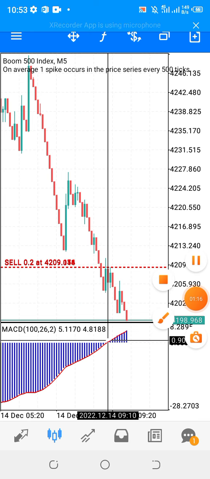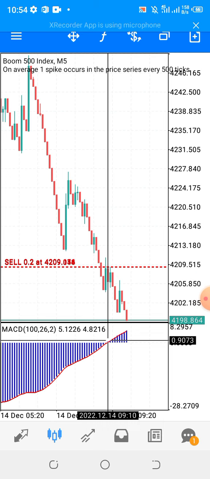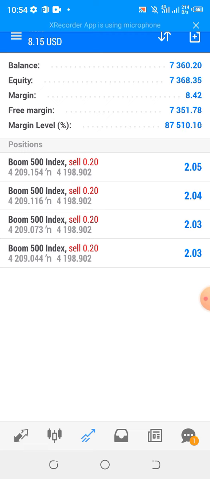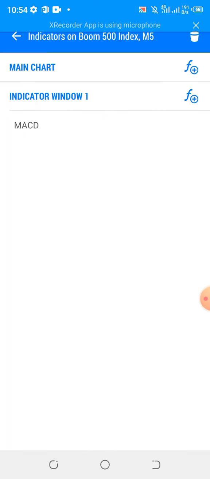Look at where MACD crosses above. Look at the crossing here. So this is where I make my sell entry. Do you understand? That is where I make my sell entry. So if you watch, you see that the market is still what? Running. Do you understand? The market is still what? Running.